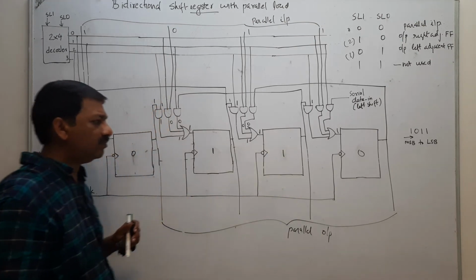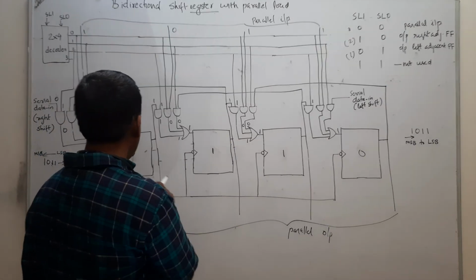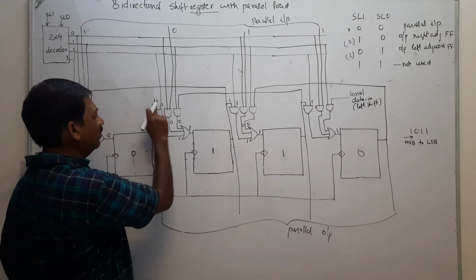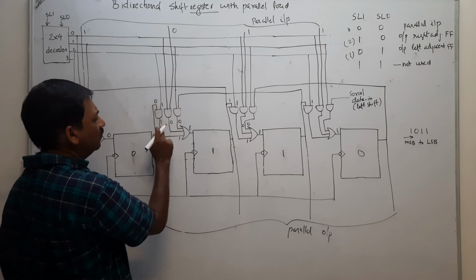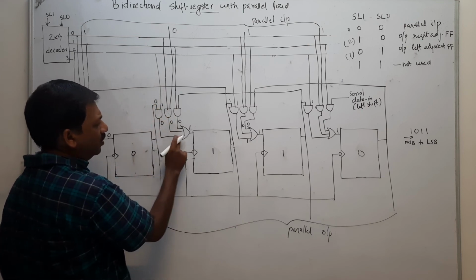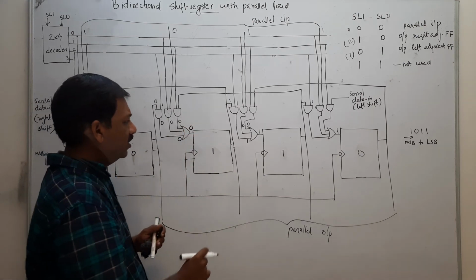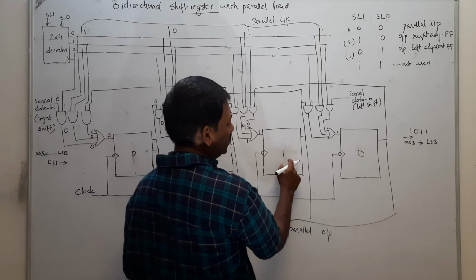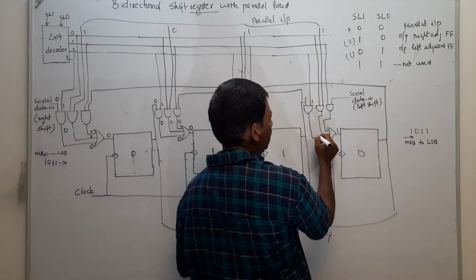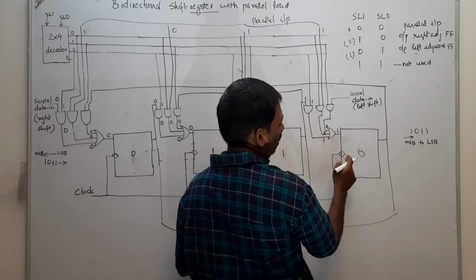Now if this 0 is stored here, what will happen? Now this will be 0. 0.1 is 0. Now this is 0 and this is 0. Now this 1 is stored here. Now 1. Okay. Now this 1 is stored here. Now this is 1. Here it is 1. 0, 0 and 1.